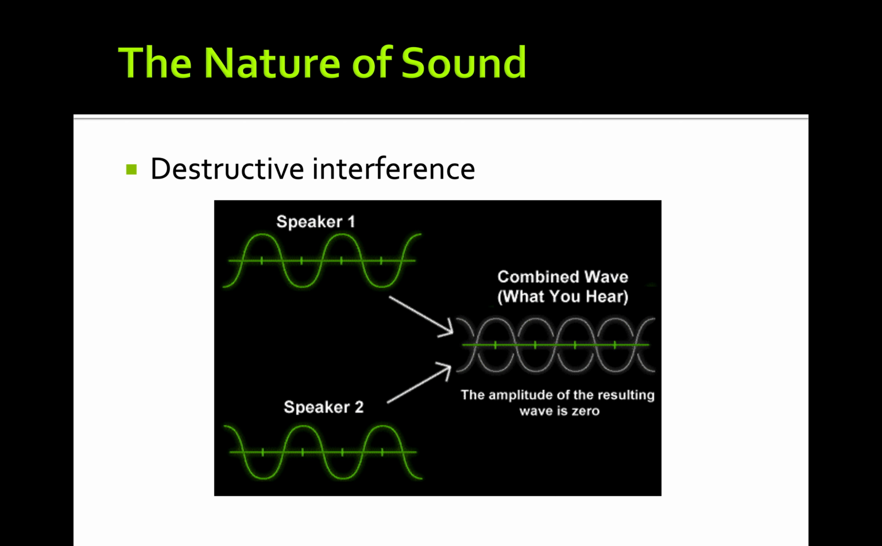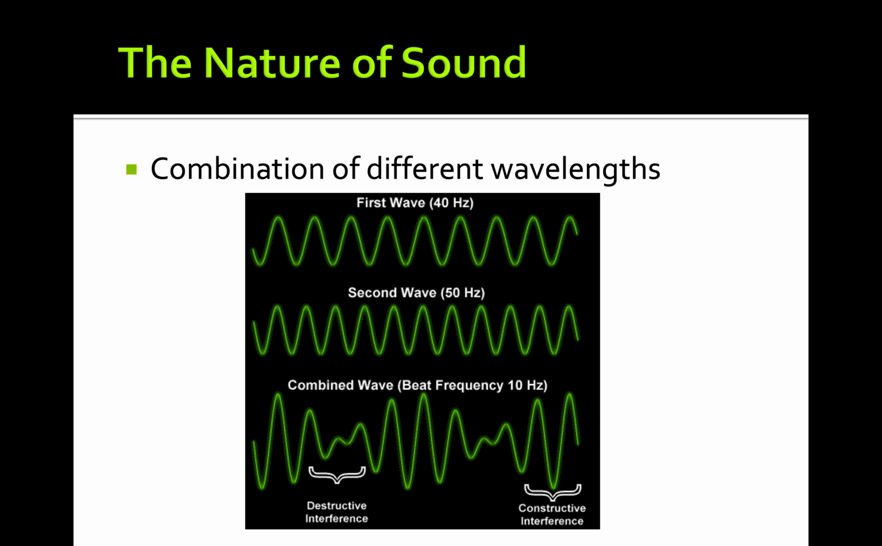But this is an ideal situation. So two types of interference we talk about. One is constructive, when the amplitude of the combined wave increases, and the second one is destructive, when the amplitude of the combined wave is decreasing. So that is constructive and destructive type of interference.